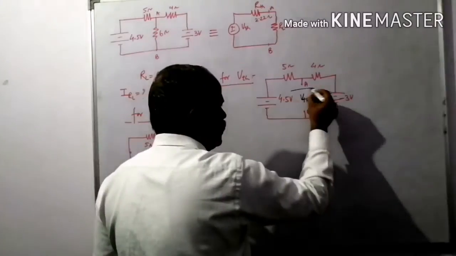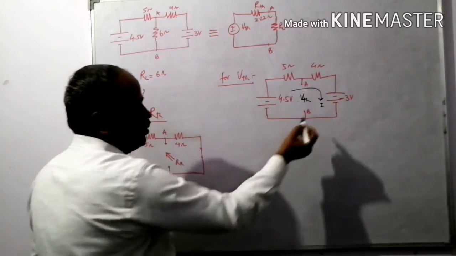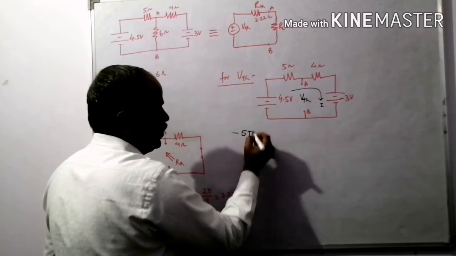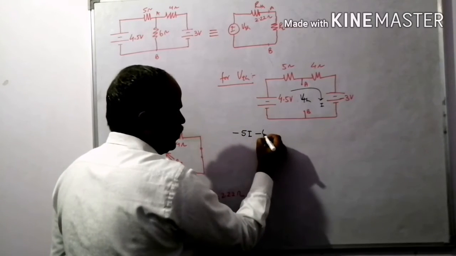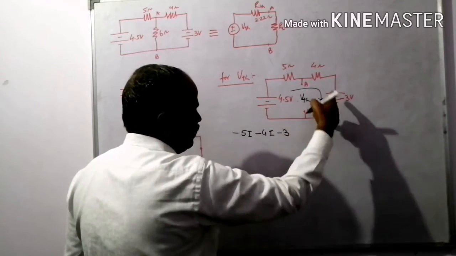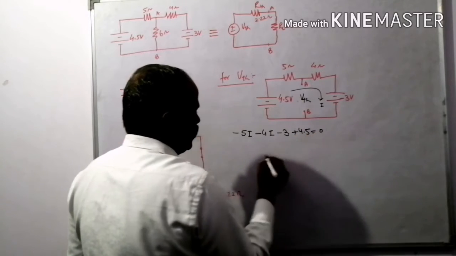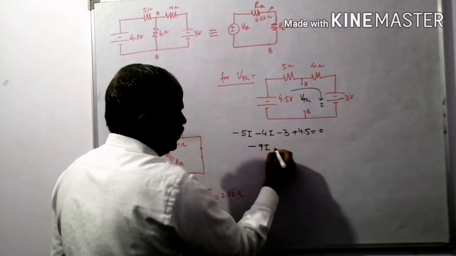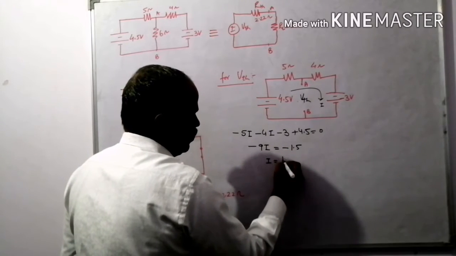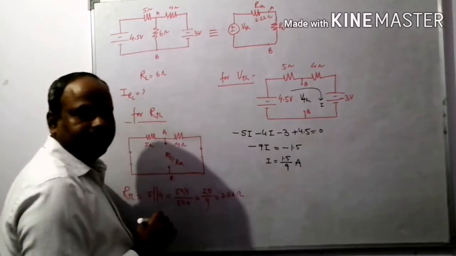Let us consider current I is flowing in this circuit. So I into 5, it is a drop. Now 4 into I minus 3 plus 4.5 equal to 0. It becomes 9I, that is equal to minus 1.5. Thus I is equal to 1.5 divided by 9 ampere.